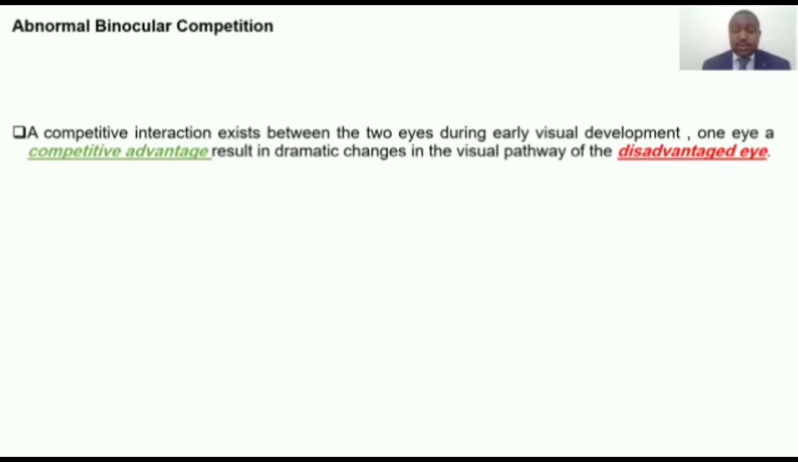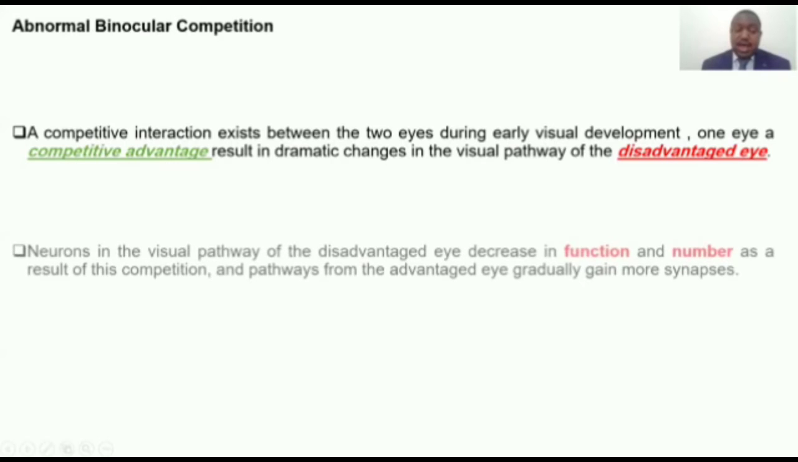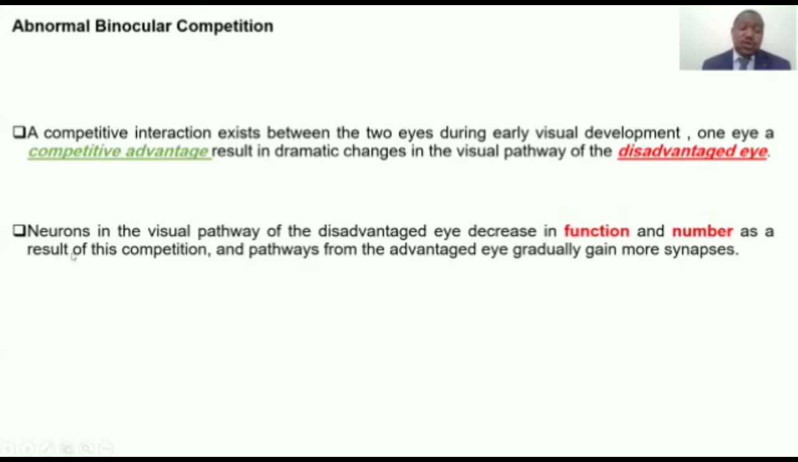One eye has a competitive advantage. This is the normal eye's competitive advantage, and it results in dramatic change in the visual pathway of the disadvantaged eye, the eye with amblyopia. The eye with amblyopia becomes the disadvantaged eye. Some authors say that the neurons in the visual pathway of the disadvantaged eye decrease in function and number. As a result of this abnormal competition between the two eyes, neurons in the amblyopic eye decrease in number and function.